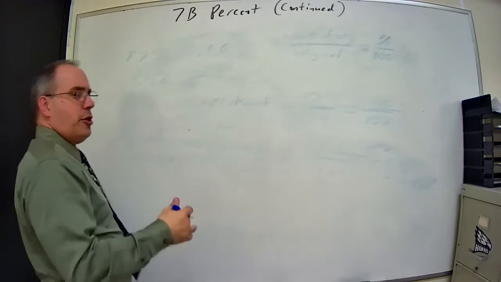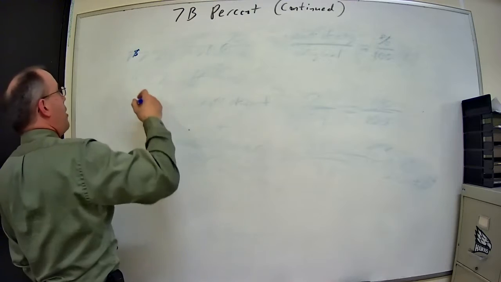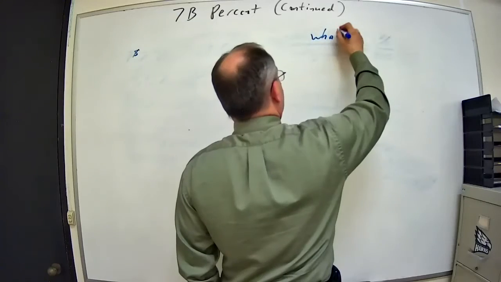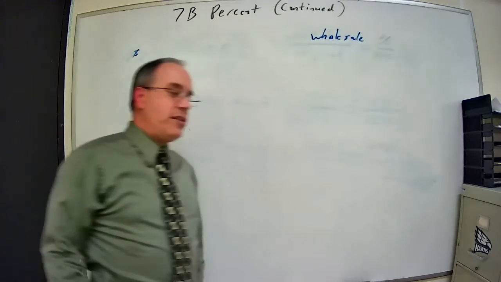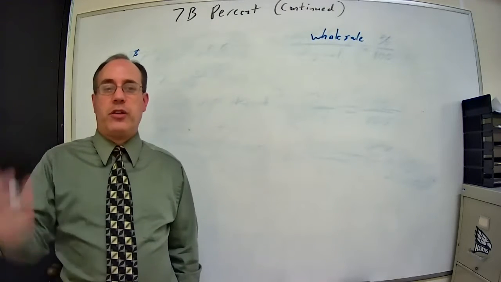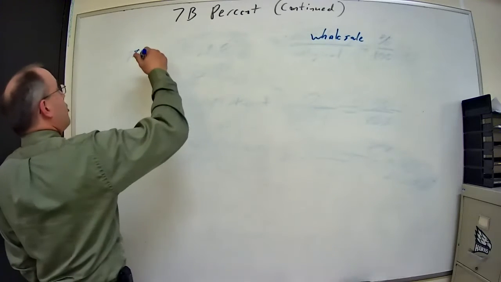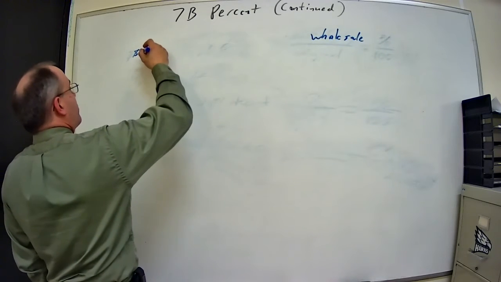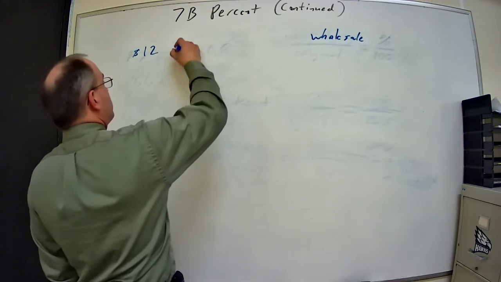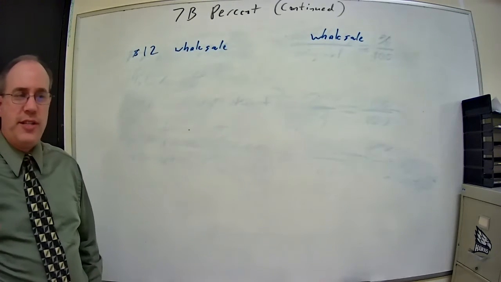So let's say I'm another clothing store and I go and I buy some clothing at wholesale. Wholesale is the discounted rate that retailers purchase their products so that they can then mark them up and sell them to you and make a profit. So I go out and I buy a shirt for $12 wholesale. That's the price that I pay as the retailer.